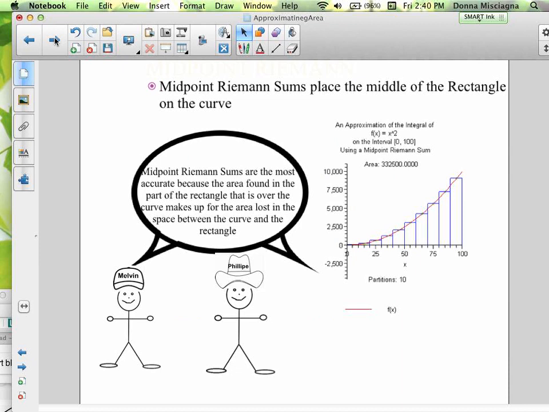So midpoint Riemann sums place the middle of the rectangle on the curve. So the midpoint Riemann sums are the most accurate because the area found in the part of the rectangles that is over the curve makes up for the area lost in the space between the curve and the rectangle. Well said, Melvin and Felipe. Well said. And you can see right here is where the values are. Right? So it is the middle values that we are using.